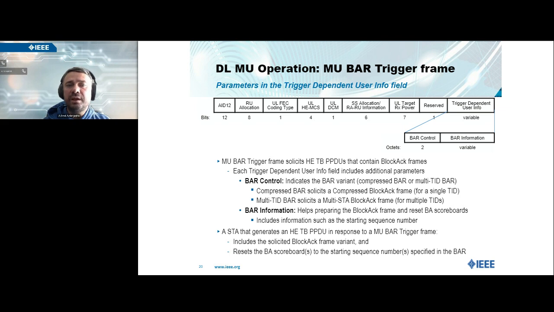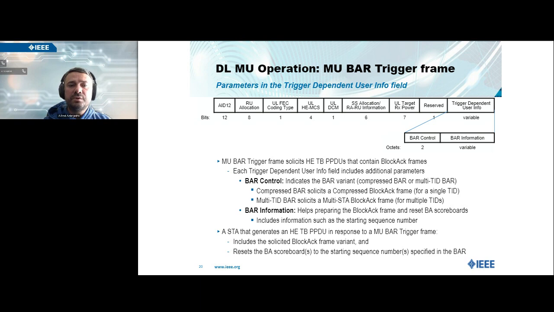The BAR control indicates the block ACK request variant. So essentially, you can solicit a compressed block ACK, which is only for one TID, or a multi-TID block ACK request, which is soliciting a multi-TID block ACK frame that contains block ACK bitmaps for multiple TIDs. And then the BAR information is used by the recipient to prepare the block ACK frame, because it contains, for example, the starting sequence number, and also to reset the block ACK scoreboards.